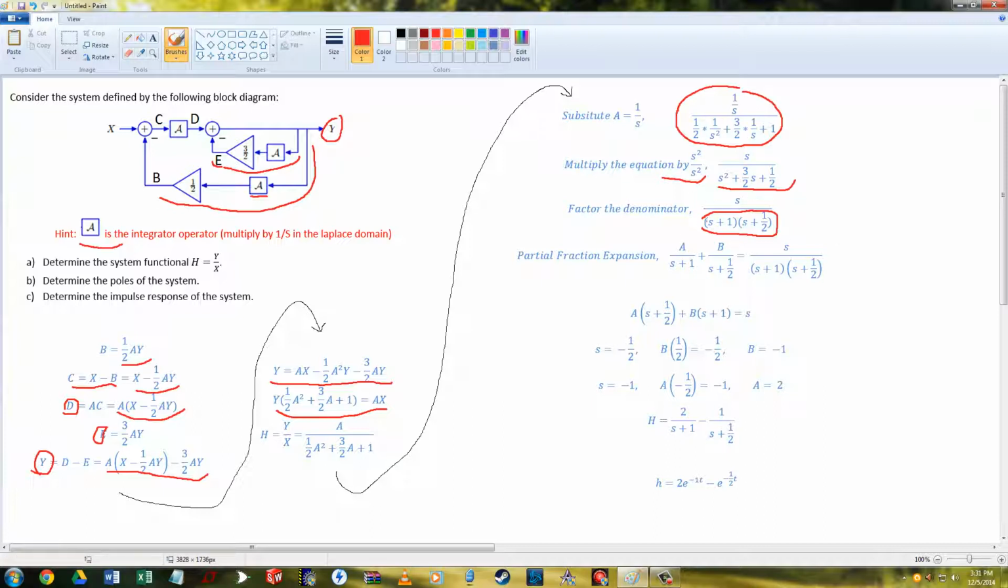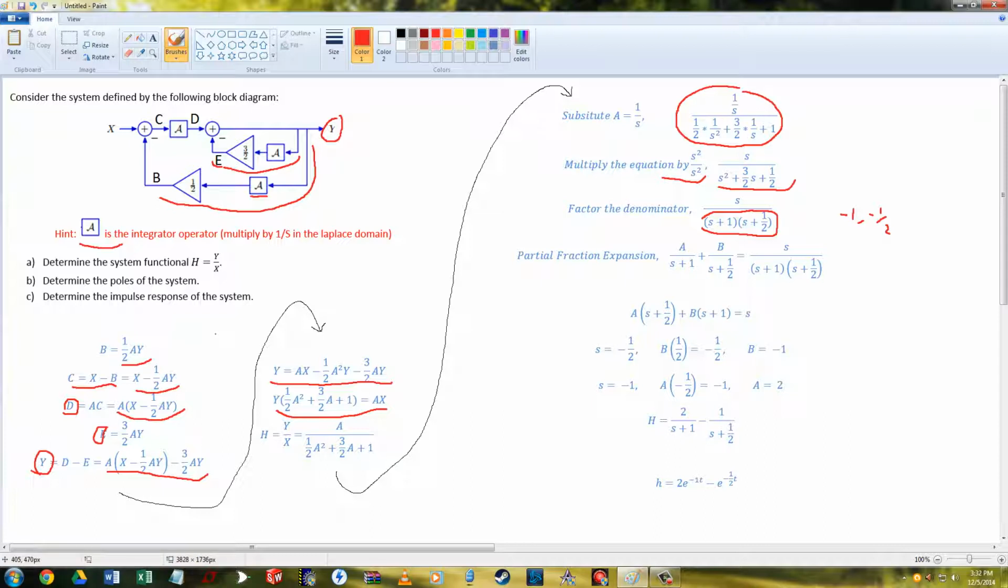So that would suffice for that answer, and I'll go ahead and explain part B of the question, determine the poles, real quick. The poles are just the roots of the denominator, so our poles are going to be -1 and -1/2. Up to this point, we can sufficiently answer questions A and B. But part C of this question is to determine the impulse response.